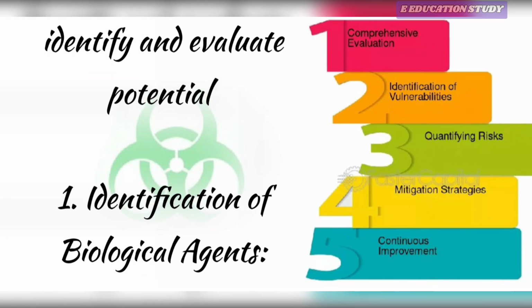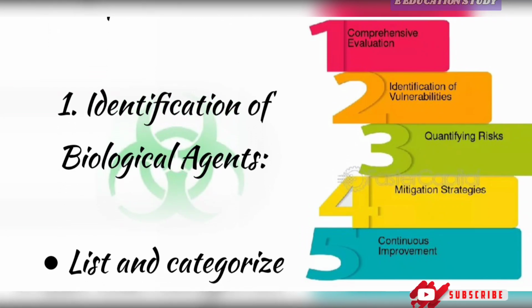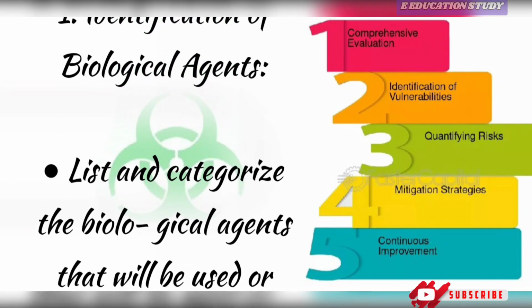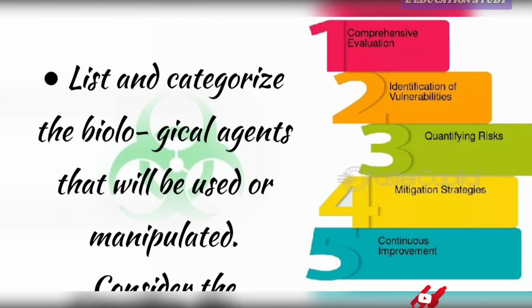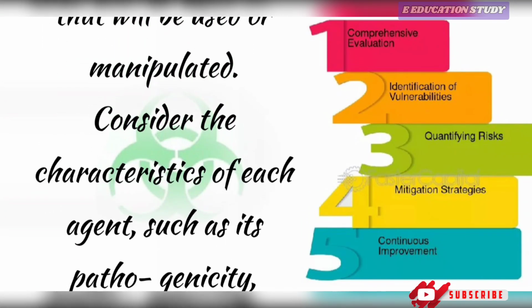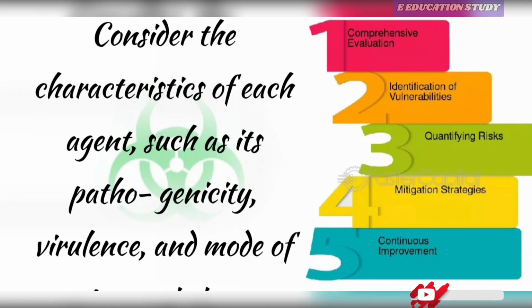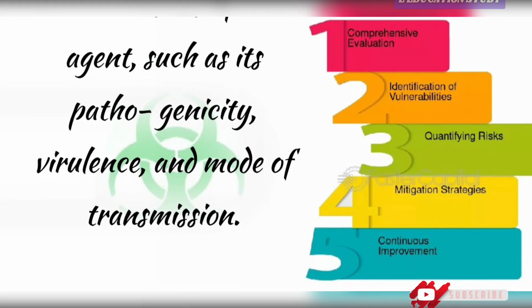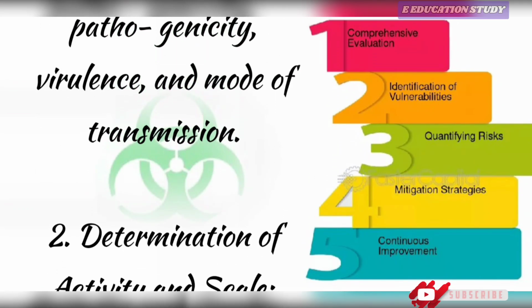1. Identification of biological agents. List and categorize the biological agents that will be used or manipulated. Consider the characteristics of each agent, such as its pathogenicity, virulence, and mode of transmission.